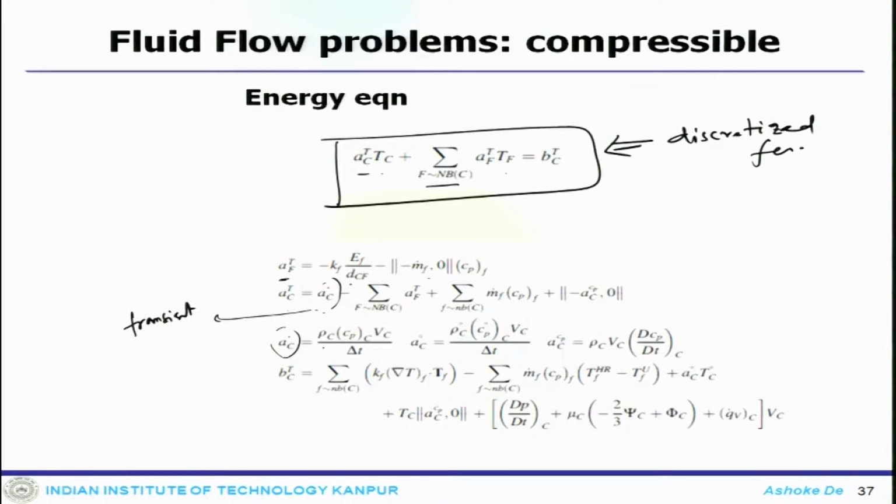The transient contribution is rho CPC, Vc by delta T, and AC naught, with the subscript from T minus delta T, and without superscript is at T level, which can be calculated like dCp by dt. And the source term you have a sum over the phases, then the Cp temperature deferred correction. This is the deferred corrections where you take the high resolution and the upwind corrections, previous time integration and this.